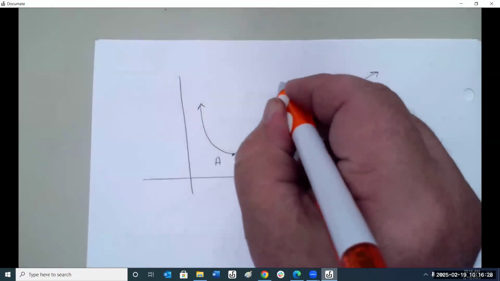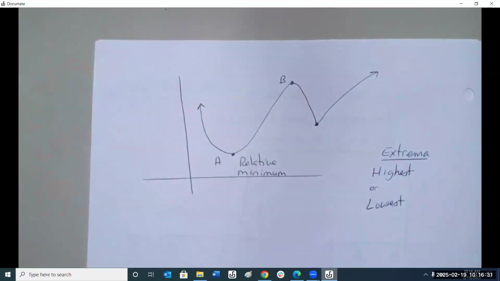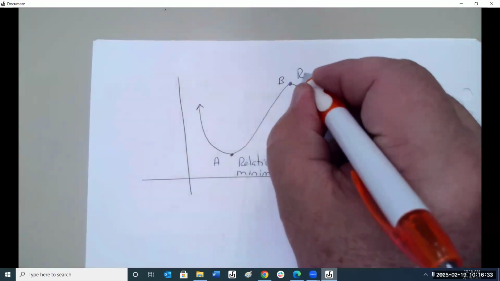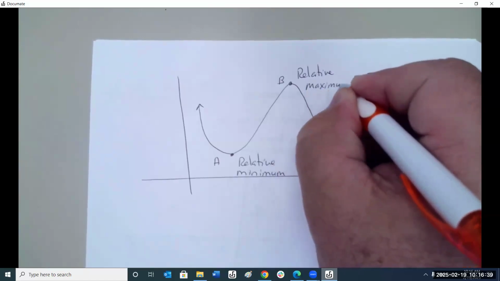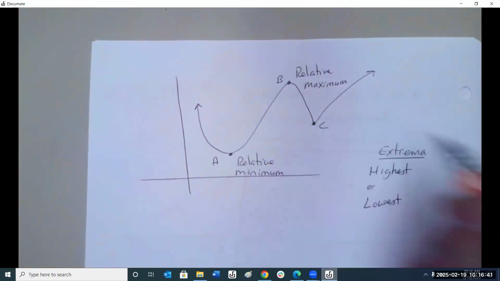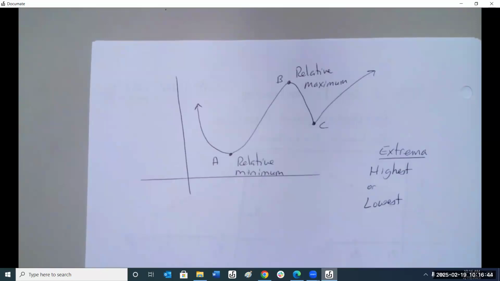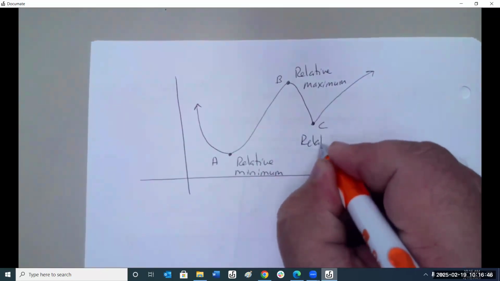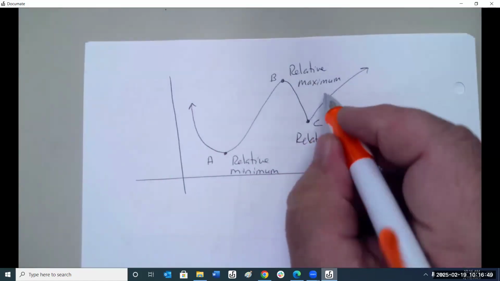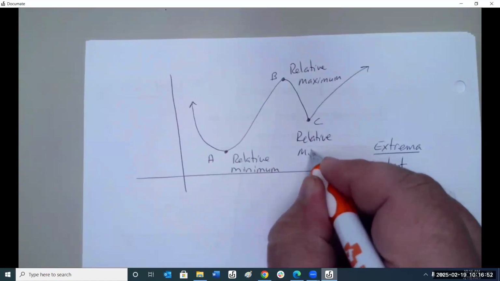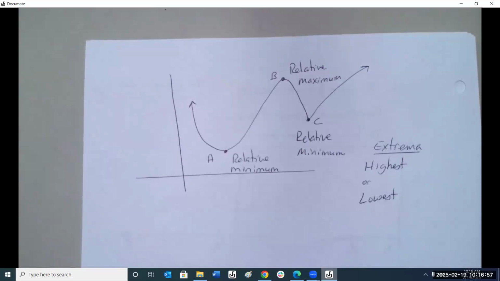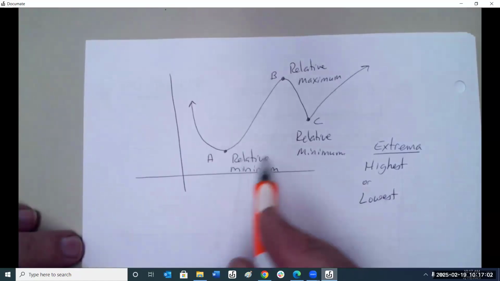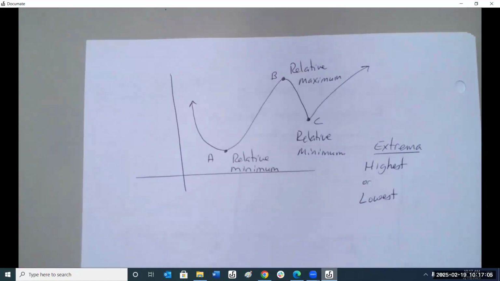How about this point? Point B. It's a relative maximum. How about point C? Minimum, because it's at the bottom. I'll show you why we call these what they are. It can be another low point, it doesn't have to be the lowest point. You can have a whole bunch of relative maximums and minimums.